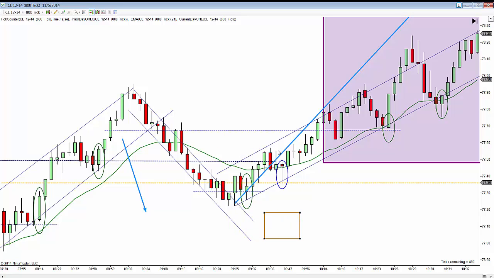Now, why would I do this trade here? We see another opportunity again. Price pulls back the first time, pulls back the second time, and springs right out of here.